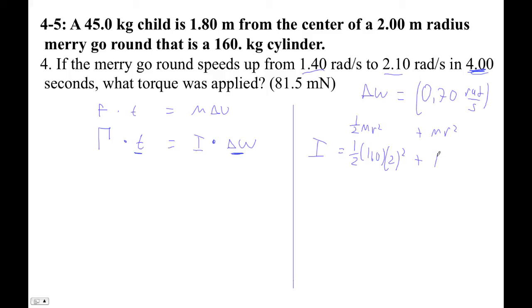So our formula is 1/2 mr squared for the merry-go-round plus mr squared for the kid, right? So they are 45 times 1.8 squared. Let's just figure this out. 0.5 times 160 times 2 squared. You could have told me that was 320. Plus, let's see, 45 times 1.8 squared is 145.8. And then we're just going to add that to 320. 465.8.